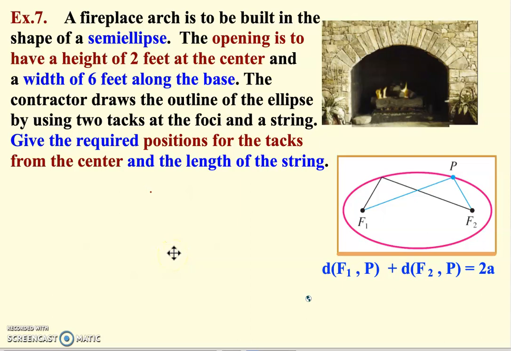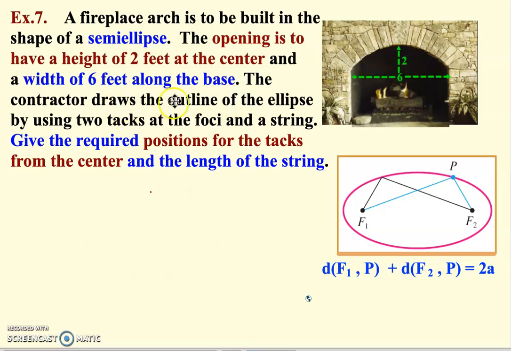So our last little bit of notes here is talk through a word problem based on the idea of constructing an elliptical arch made out of stone for a fireplace. And so as you read through it, it says here the opening is 2 feet high at the center and 6 feet wide. So I'll just visualize that real quick.